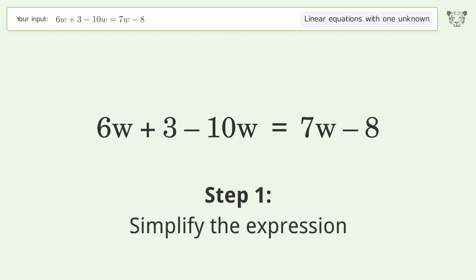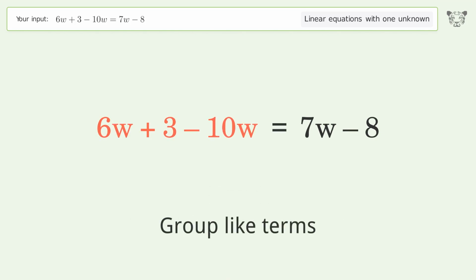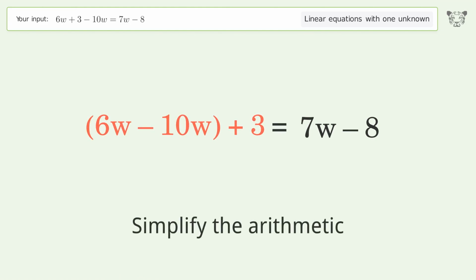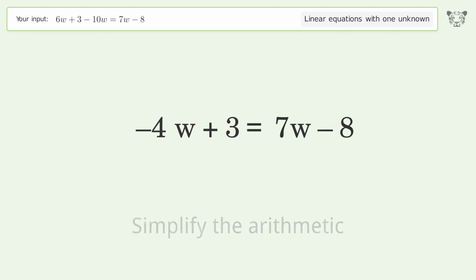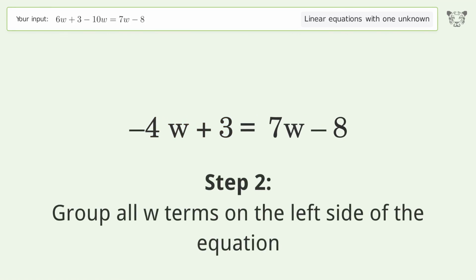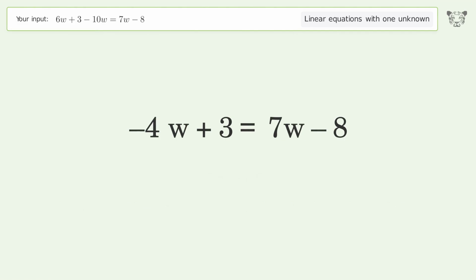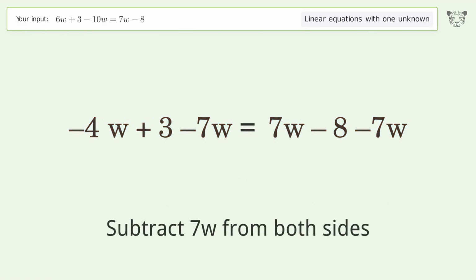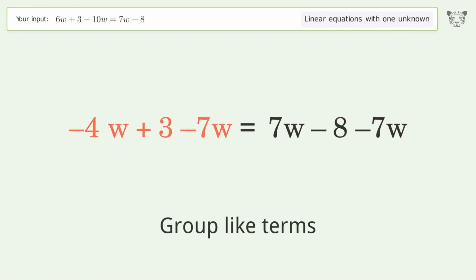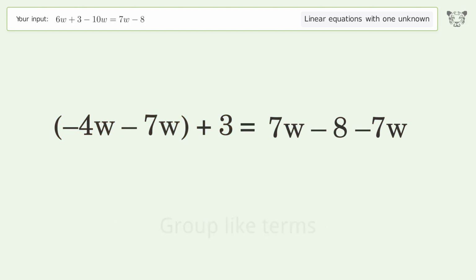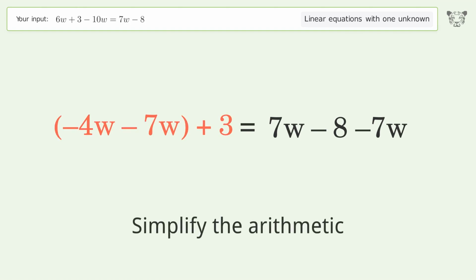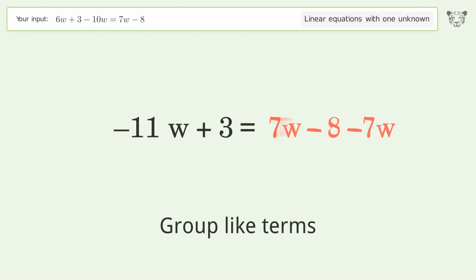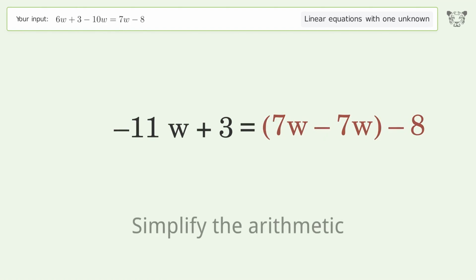Simplify the expression. Group like terms. Simplify the arithmetic. Group all w terms on the left side of the equation. Subtract 7w from both sides. Group like terms. Simplify the arithmetic. Group like terms. Simplify the arithmetic.